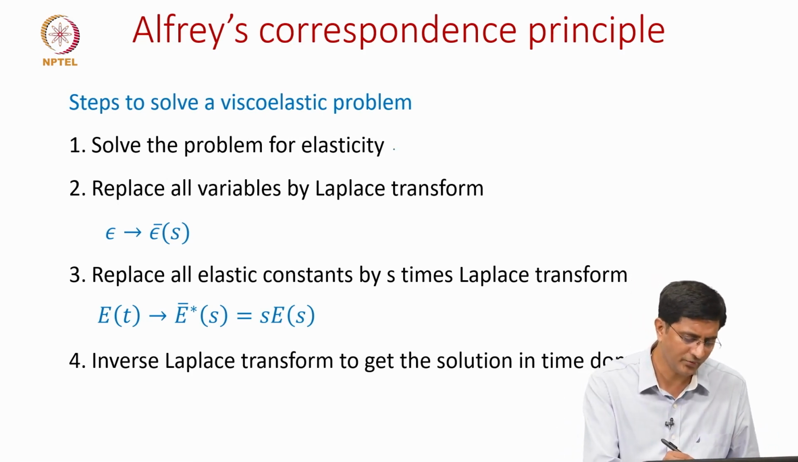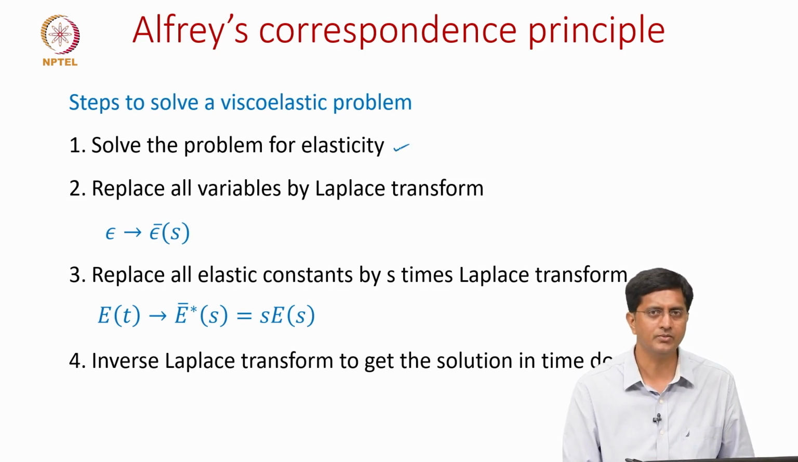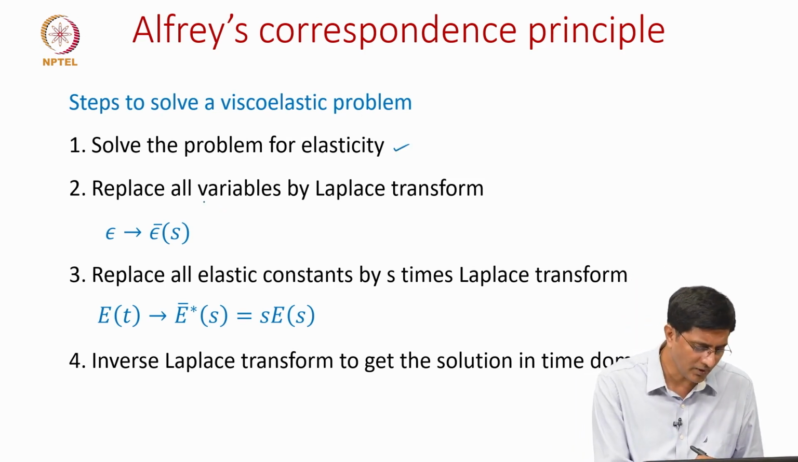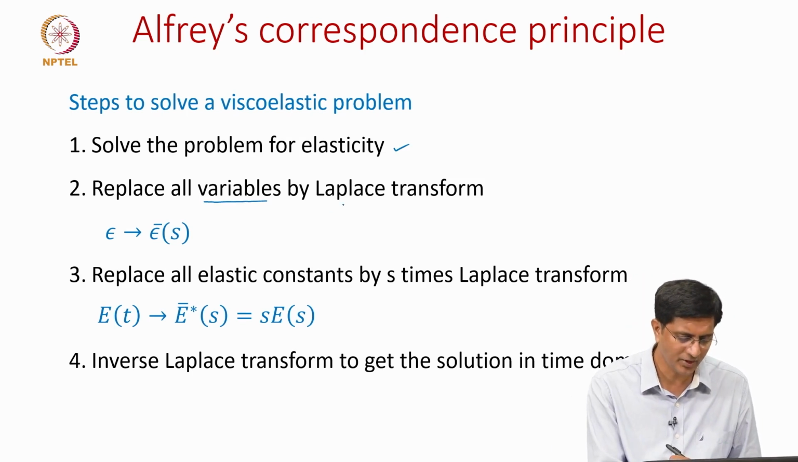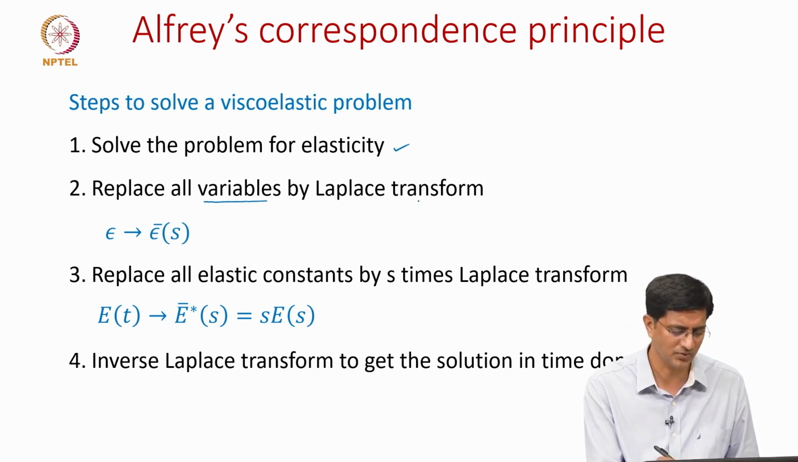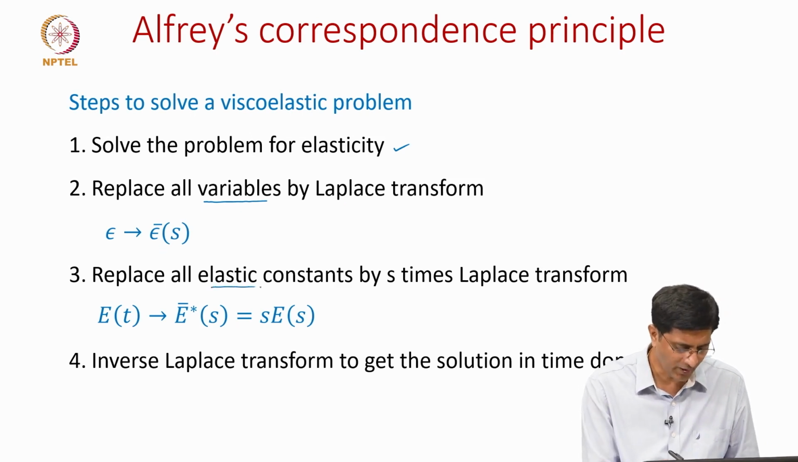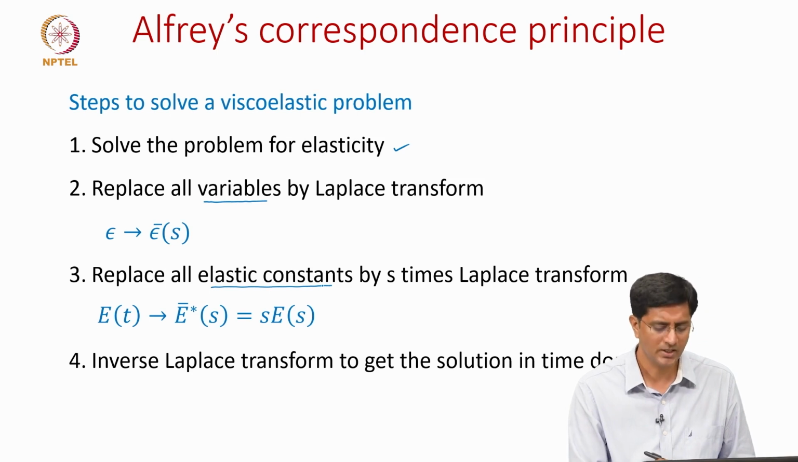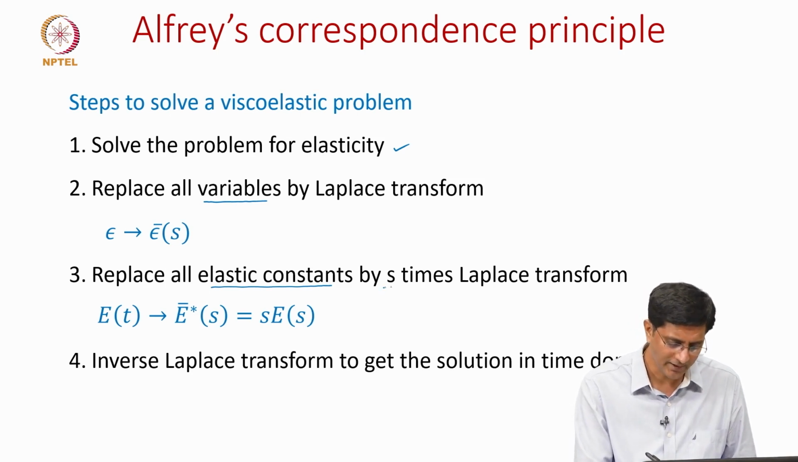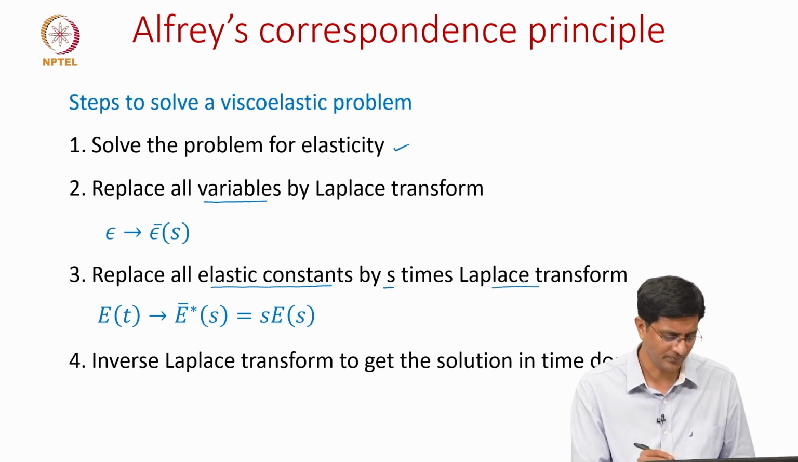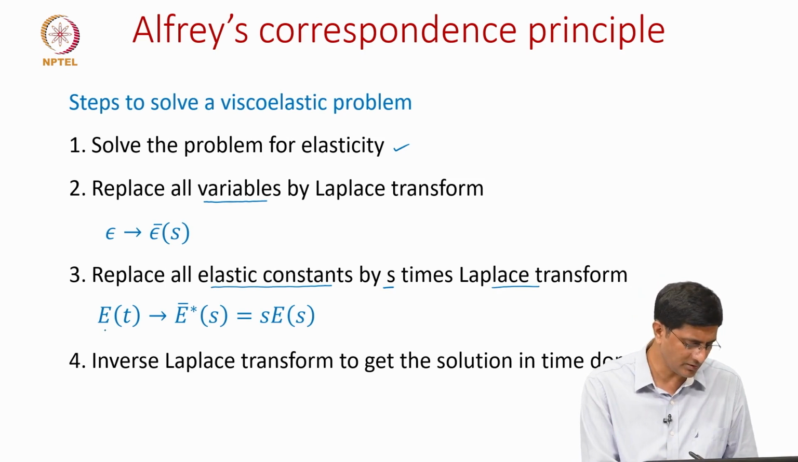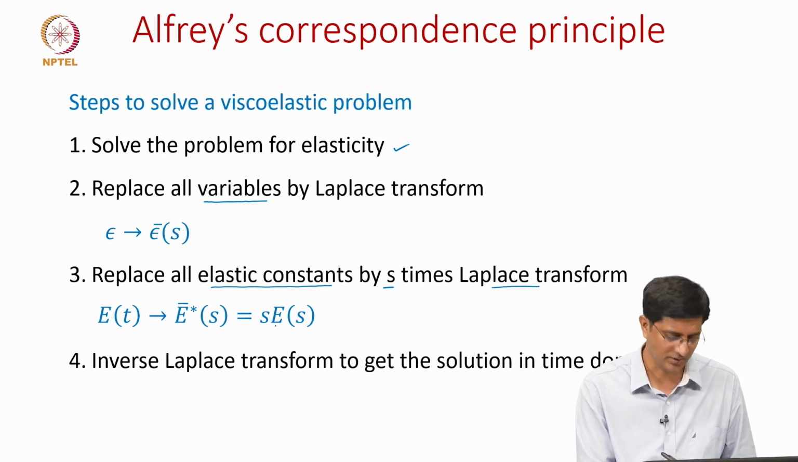First, we need to identify the elastic solution. Once the elastic solution is identified, in that solution we identify the variables and replace them with Laplace transforms. For example, for strain we will replace it with epsilon of s. Similarly, we will also identify the elastic constants and replace them by s times the Laplace transform. For example, the modulus E we will replace with s times E of s.